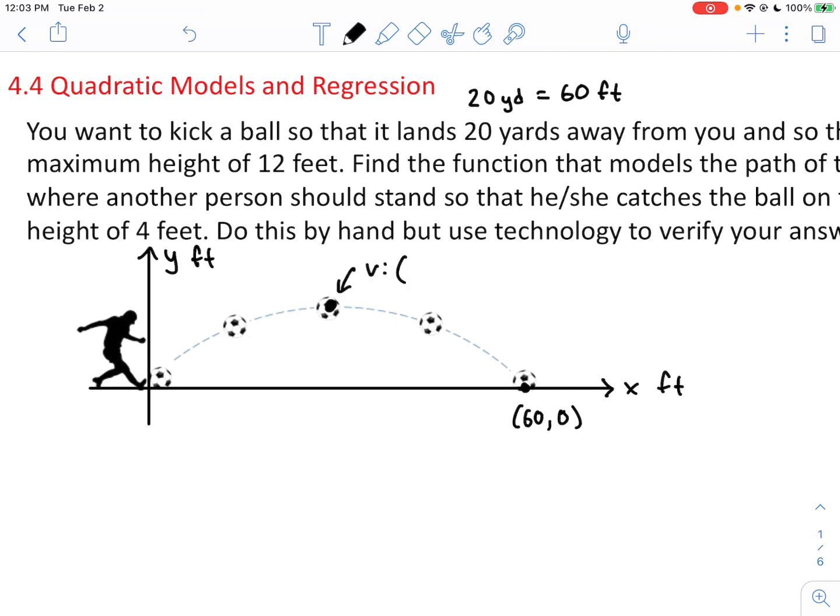The height will be 12, so the second coordinate will be 12, but what about the first coordinate? Well, we're assuming the ball starts at the origin, and by symmetry of parabolas, we know that the vertex has to be halfway between the x-intercepts. So halfway between 0 and 60 feet is 30 feet. So that tells me that the vertex should be at (30, 12).